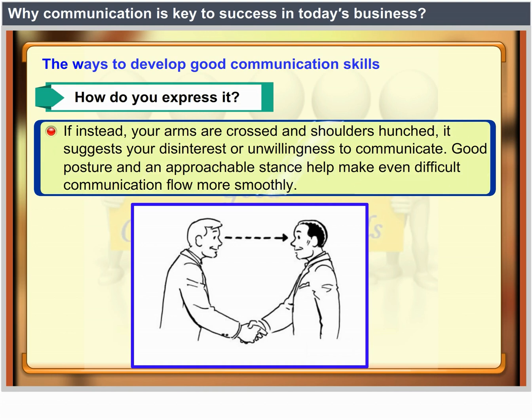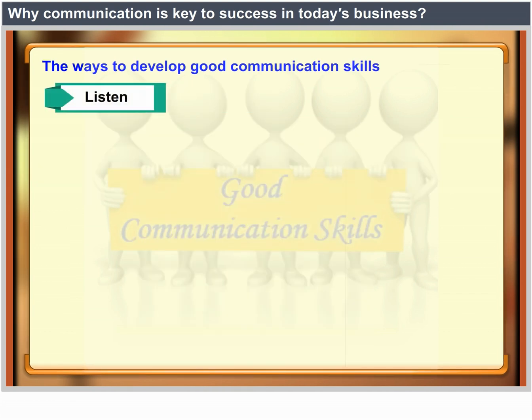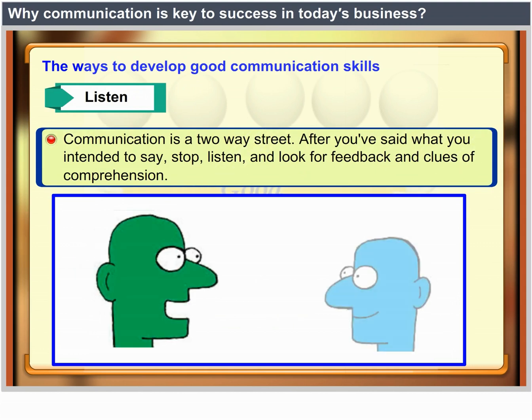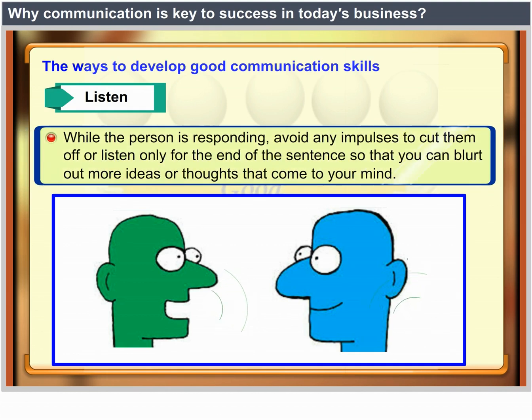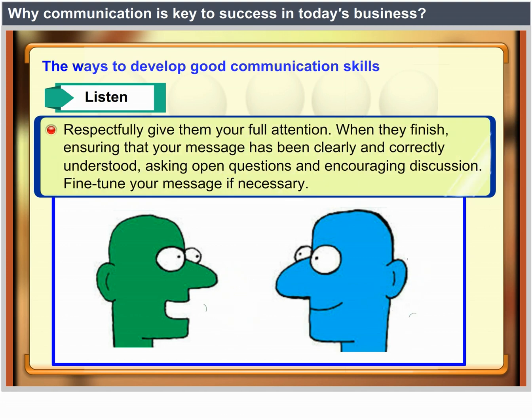Listen. Communication is a two-way street. After you have said what you have to say, stop, listen, and look for feedback and clues of comprehension. While the person is responding, avoid any impulses to cut them off or listen only for the end of the sentence so that you can blurt out more ideas or thoughts that come to your mind. Respectfully give them your full attention when they are finished.